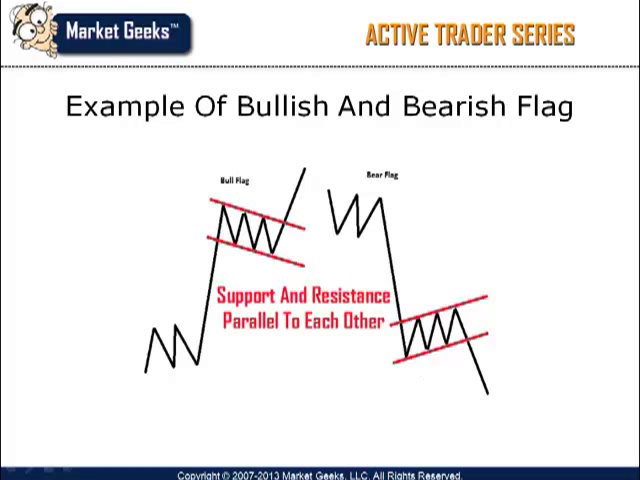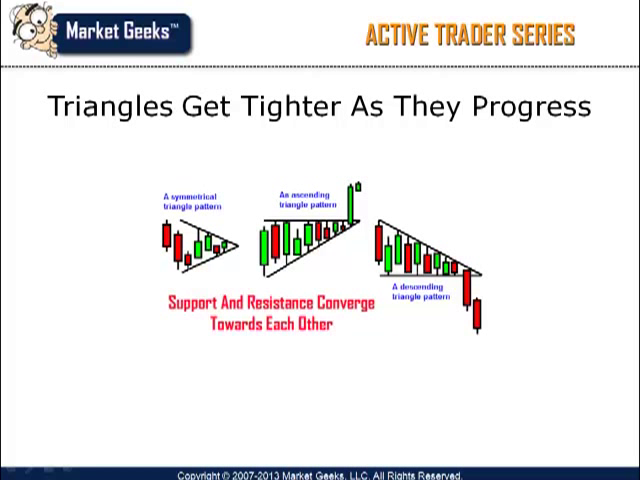The flag takes a bit less time to develop than the triangle pattern because the level of volatility does not decrease in a flag formation nearly as much as it does in the triangle formation. In this example, you can see the triangle formation clearly. Notice how both the upper and the lower trend lines converge towards each other as the triangle formation continues to develop. The upside of the triangle formation is less risk due to extended tightening of the trading range. The downside of the triangle is the extended time it takes for the formation to fully develop.